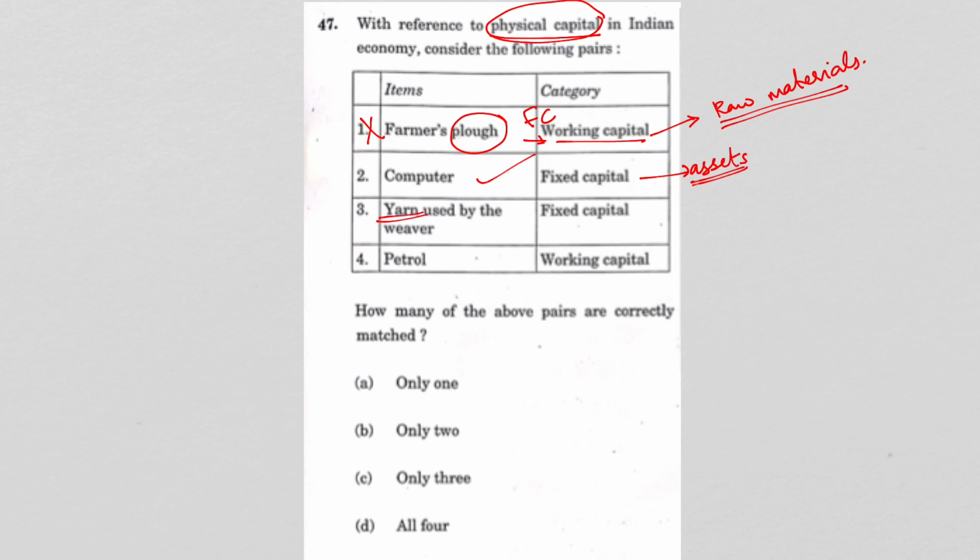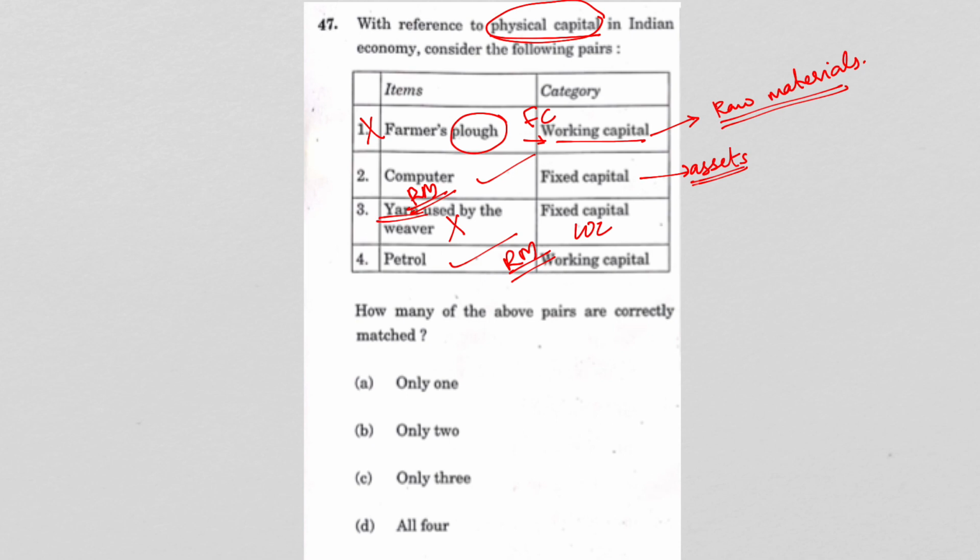Yarn used by a weaver. So what is yarn? Yarn is a raw material, right? Raw material used in the weaving process. Once the final product is out, the yarn is completely used in the final product and it cannot be used again. So this is a working capital. Petrol is again a working capital. Why? Because its utility reduces with every use, or it is again a raw material, right?